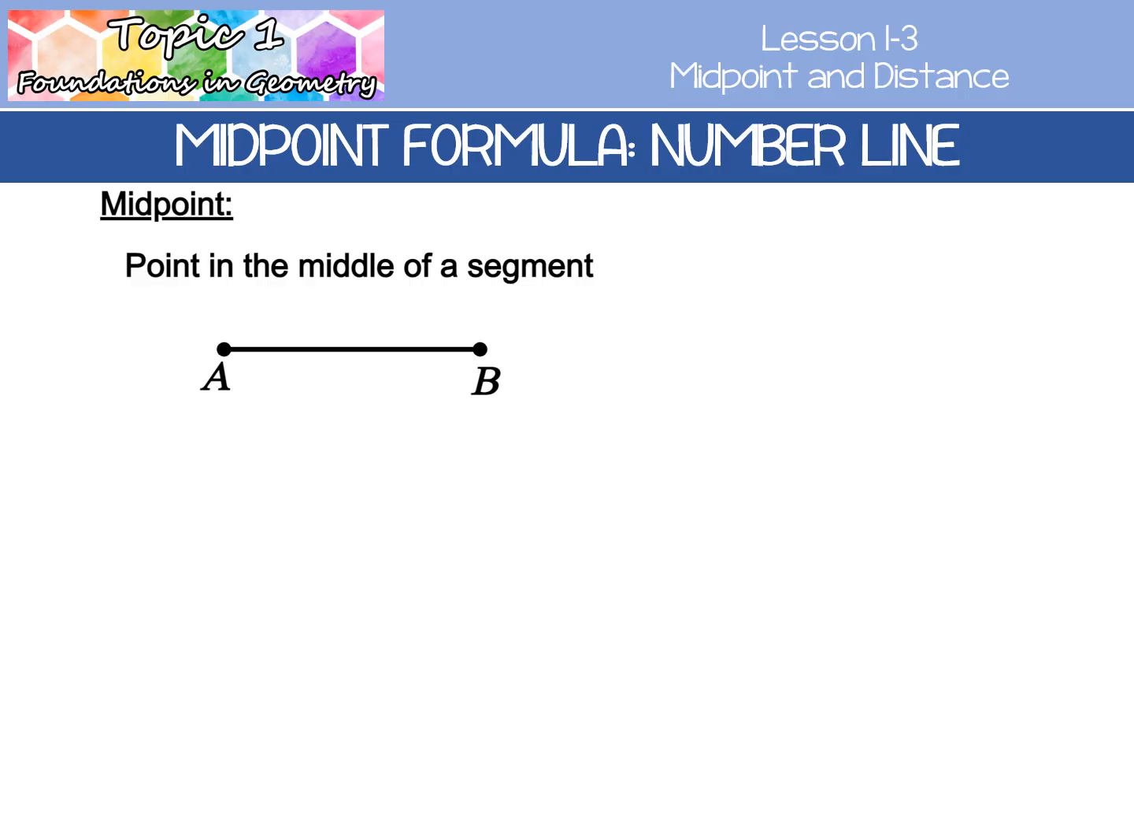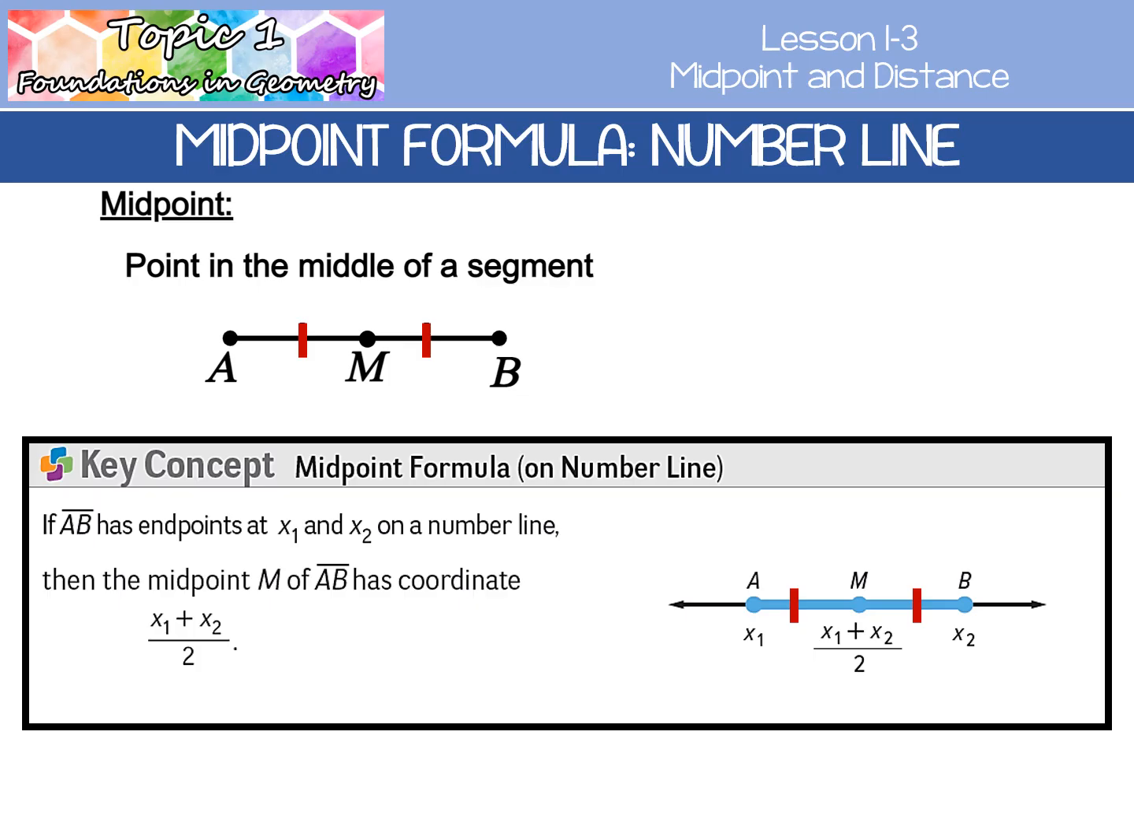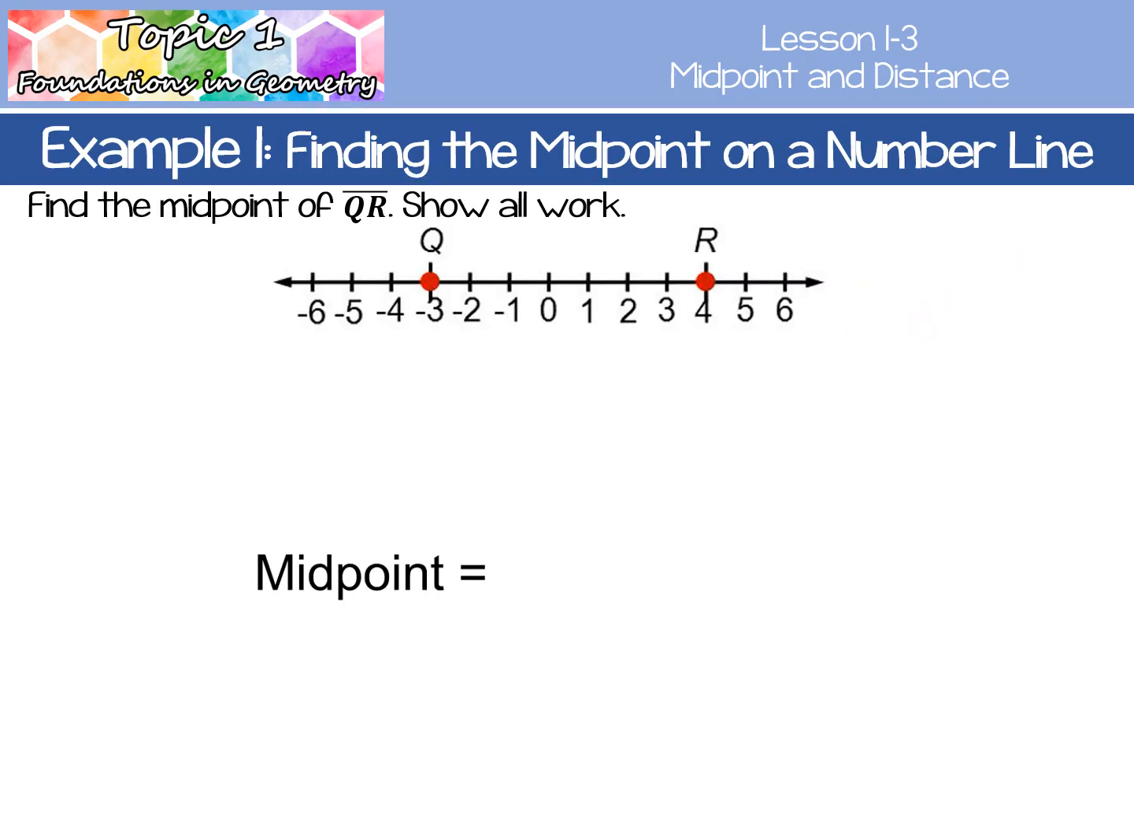Midpoint formula for a number line. It's the point in the middle of a segment, like point M right there. Here is the formula. If segment AB has endpoints of x1 and x2, those are going to be numbers on the number line, then the midpoint M of segment AB has coordinates that are just the average of those two coordinates. We would add the two numbers up and divide by 2. And that would give us a point such that segment AM is congruent to segment MB.